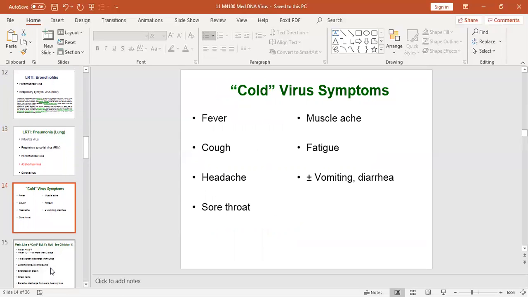Moving to slide number 14, this is a list of some of the cold virus symptoms, the symptoms that patients exhibit upon contracting the cold virus. These include fever, cough, headache, sore throat, muscle ache, fatigue, and presence or absence of vomiting and diarrhea.